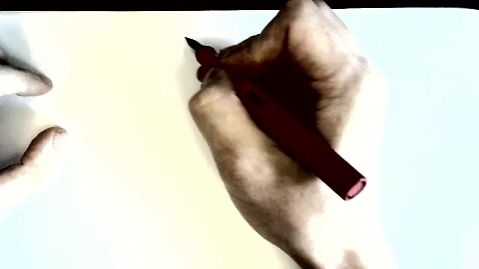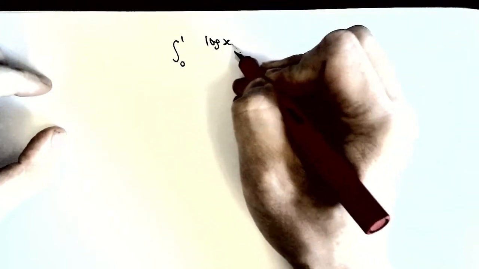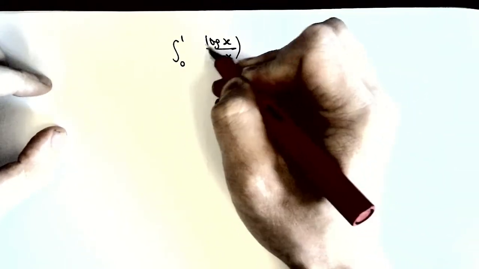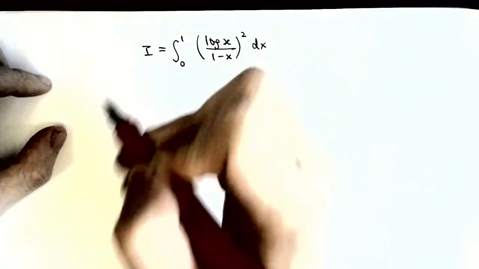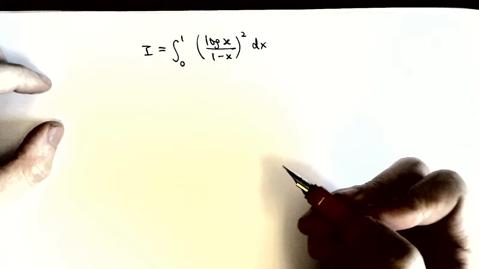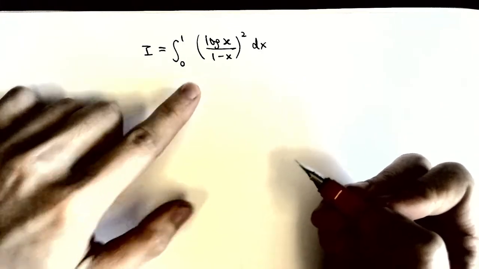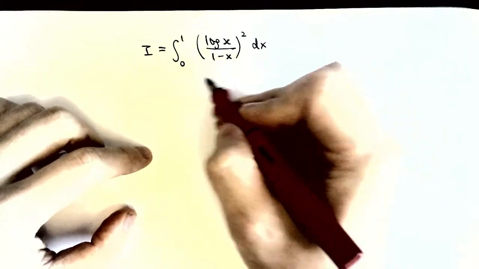Hello everybody, today we will do a little bit challenging integral. The integral from 0 to 1 of log of x over (1 minus x) all squared dx. We'll name this as I. In order to attack this integral, we do the following substitutions.